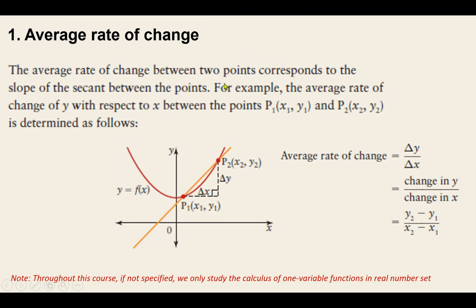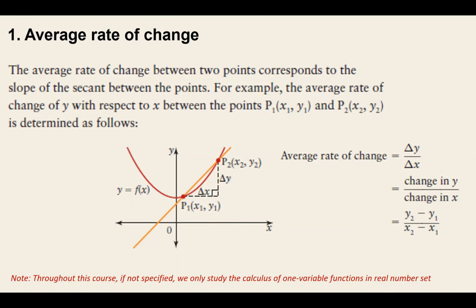So suppose we have a function curve highlighted in red. Then we have a point P1 here with coordinates x1, y1, and another point P2 with coordinates x2, y2. Then the average rate of change between these 2 points is defined as delta y over delta x, which is change in y divided by change in x. Quite intuitive, right? Which is y2 minus y1 over x2 minus x1. Any questions?